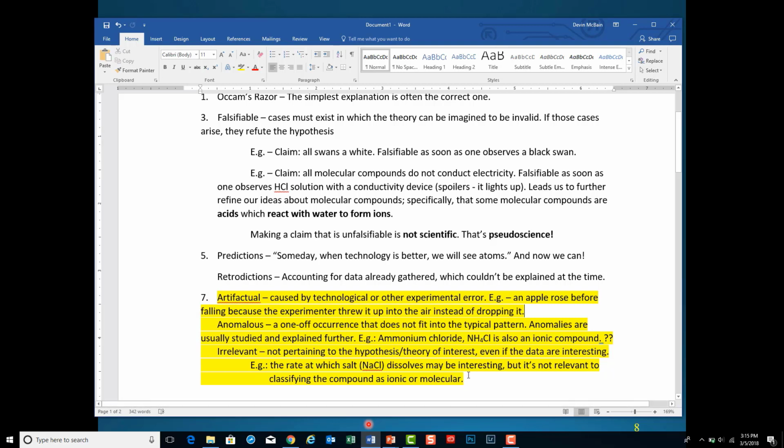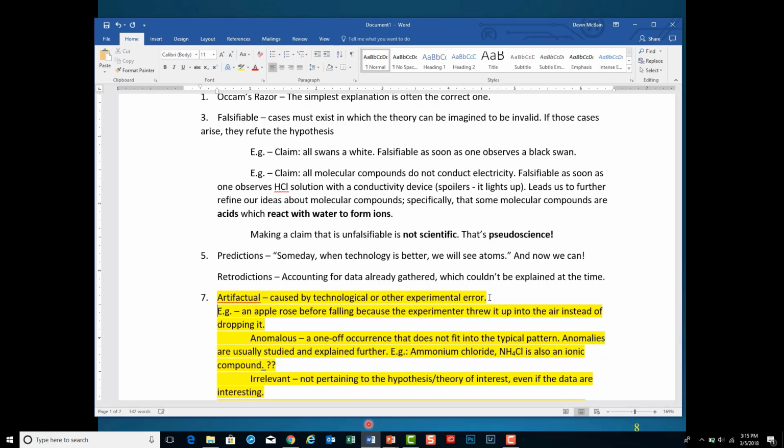But it's artifactual because it was some sort of mistake and it was caused by a technological difficulty or some other sort of experimental error. Okay, so if we return to the example about apples falling, you could imagine that if you're conducting a bunch of experiments about gravity, if one of your scientists, instead of just dropping an apple, decides to throw it up at first before it comes back down, that would be an artifactual piece of data because the experimenter did not abide by the proper method of conducting those gravity experiments.